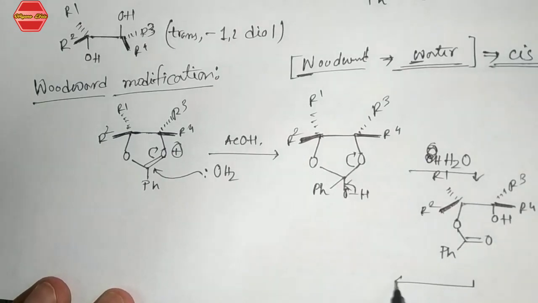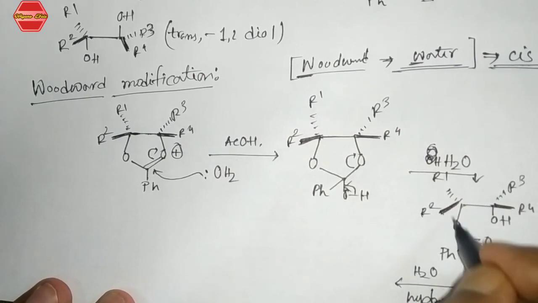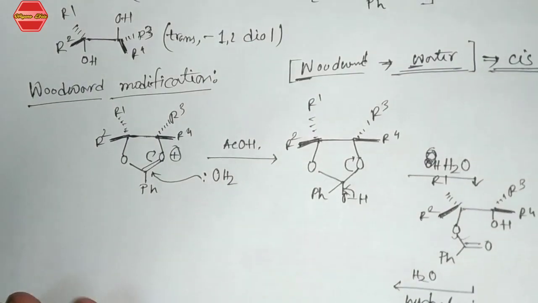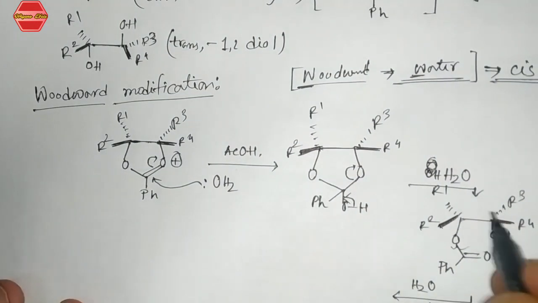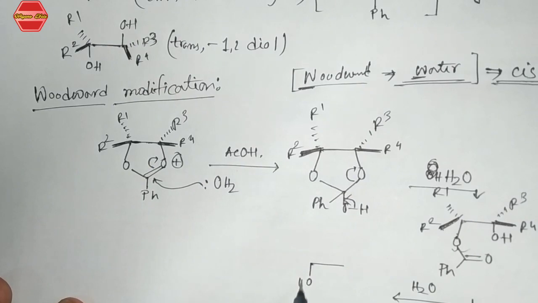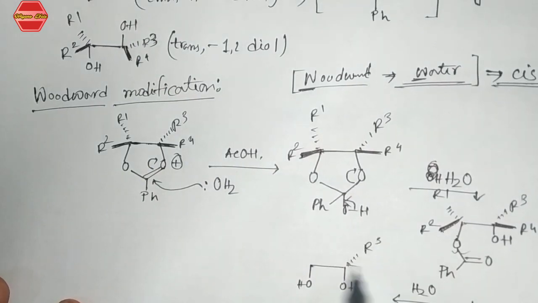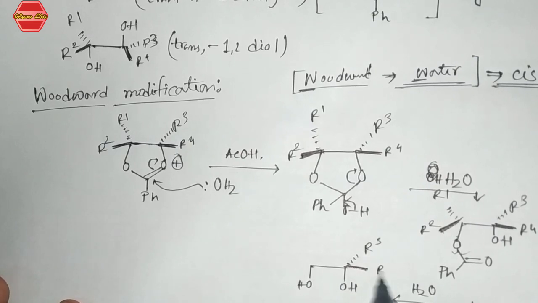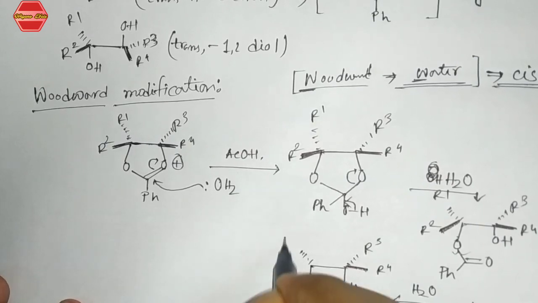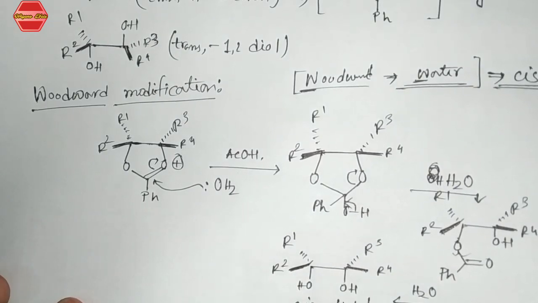Now the final step is the hydrolysis part, that is your hydrolysis. In the case of hydrolysis, this will be hydrolyzed and we get the final product. These OH groups are in the same plane, that is, this OH is in the same plane. So what we get in the final product is a cis diol. So this is our cis diol.